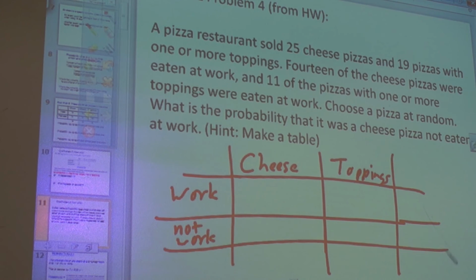Those are the things I know about each pizza. Now you have your table, right? That's how you set up your table. You figure out two things you know about each pizza. Put one of your options along the top, one of your options along the side. And then, from here, you can figure out you've got 4 numbers that they gave you: 25, 19, 14, 11. Figure out where they go in here. So everybody do that, and then answer your questions.